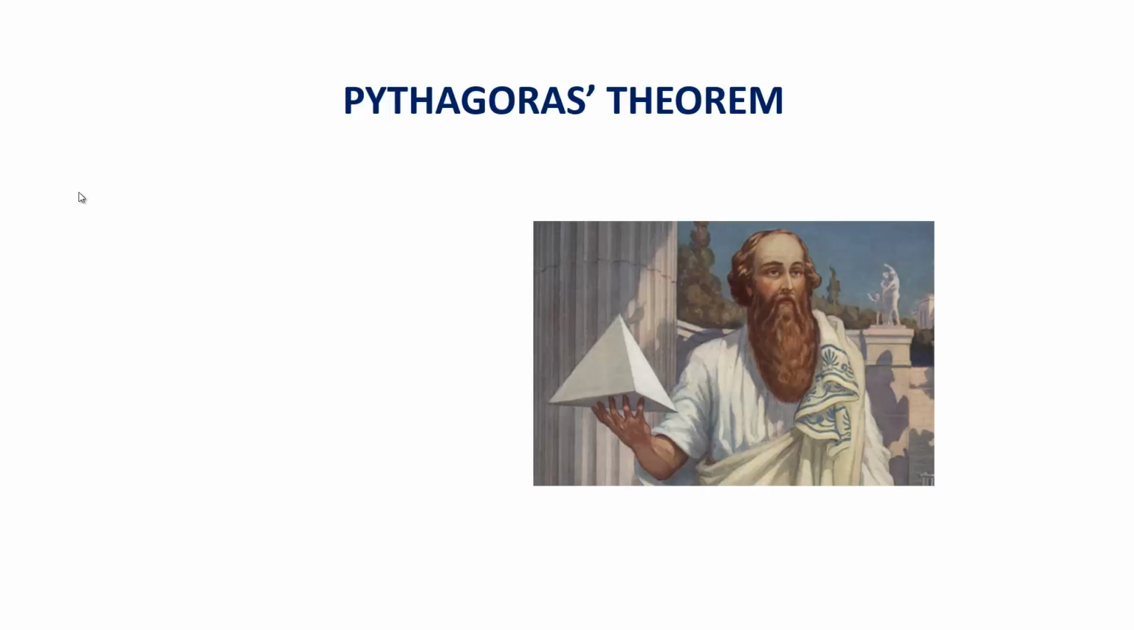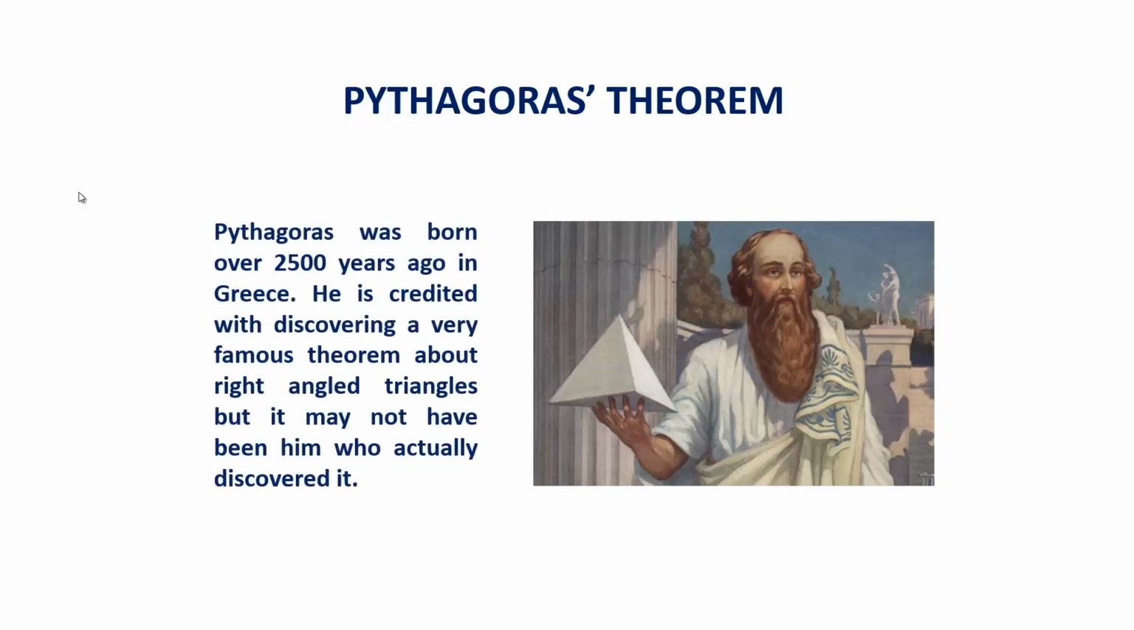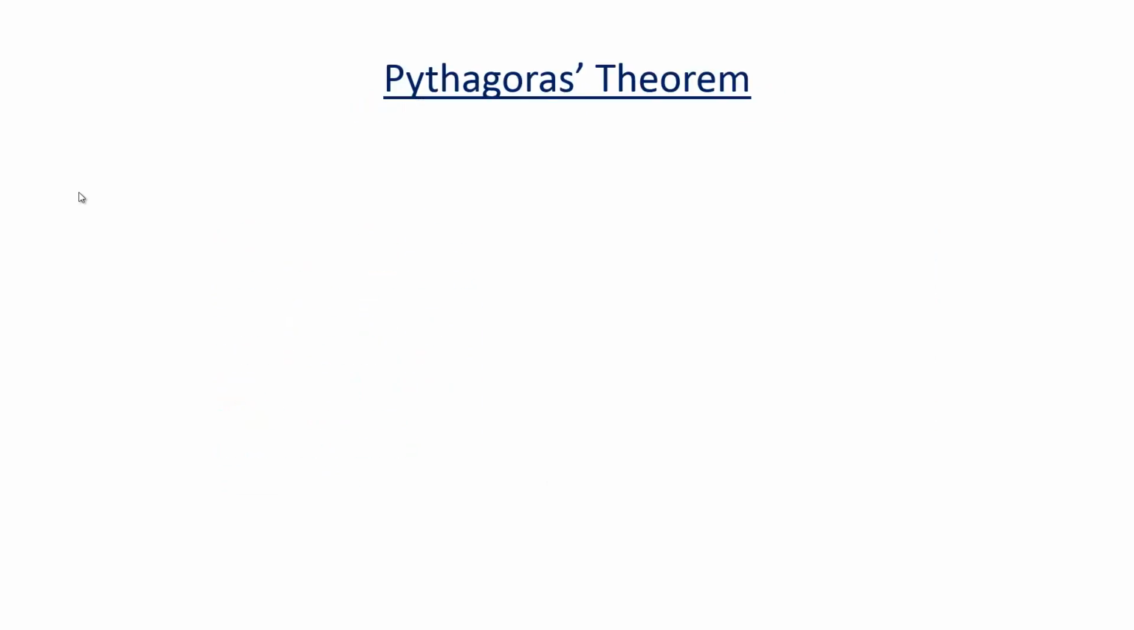And there he is, the man himself. He was born about 2,500 years ago in Greece, and he's credited with discovering a very famous theorem about right angle triangles. It might not have actually been him, it might have been known 500 years before, but we're not too worried about that. We know it as Pythagoras' theorem.